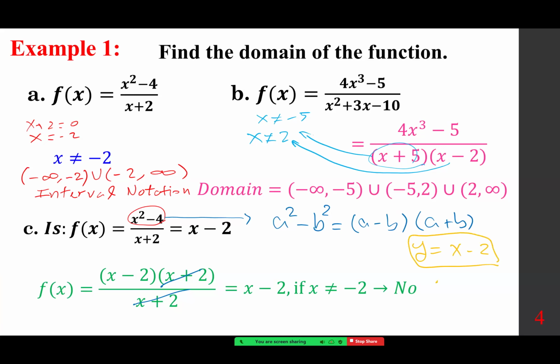This would be a line. This would be the same line with a hole. At what point? At x equals -2.